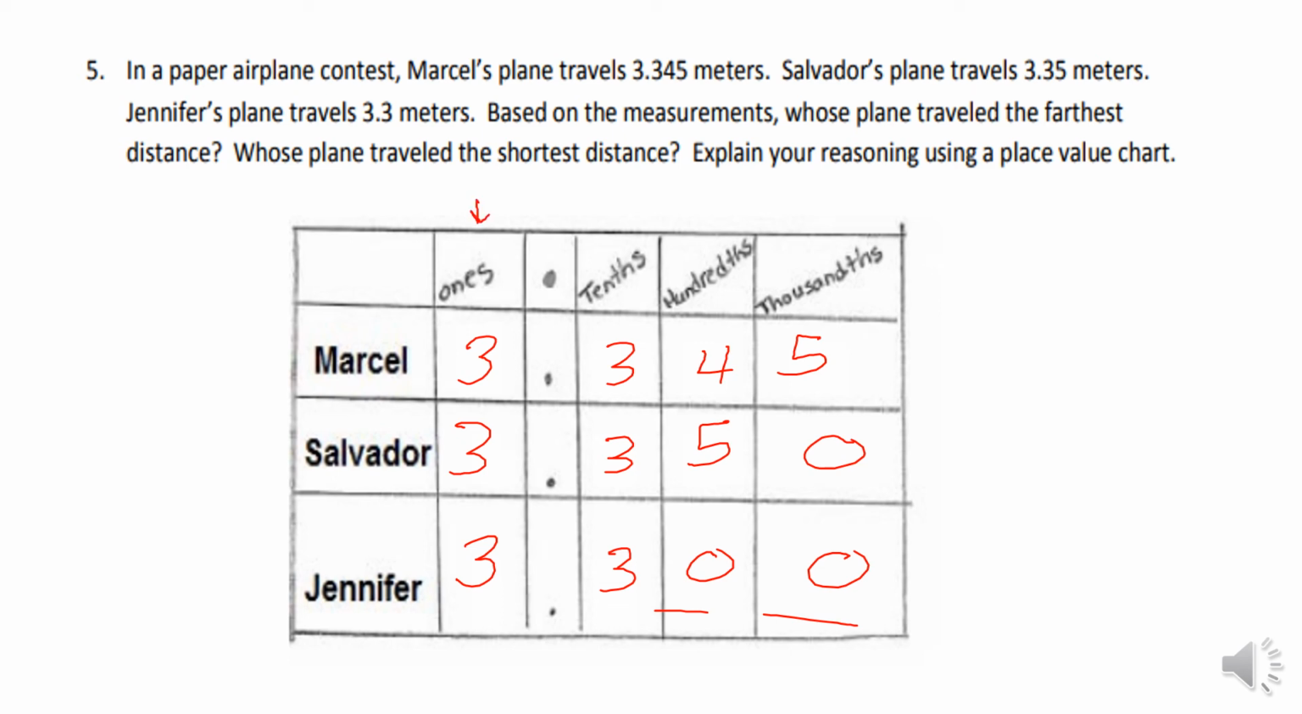But if you just compare them by digits, you can see this is 3, they're the same. In the tenths, they all have the digit 3, so they're the same. We get to the hundredths, and we can see that this one is our farthest distance, because it's 3 and 350 thousandths of a meter. The next one would be the next longest, which is 3 and 345 thousandths. And our shortest.